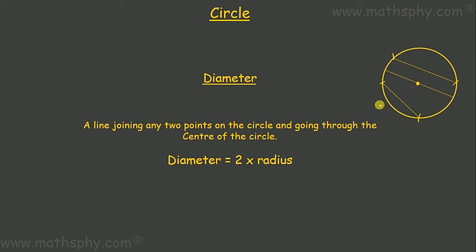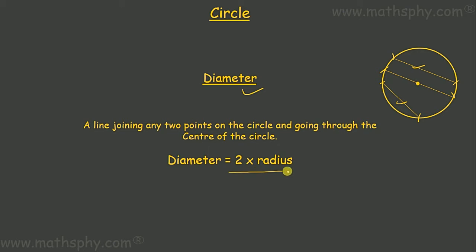But suppose we have this chord which goes through the center of the circle. This chord we call the diameter. So any line which joins any 2 points of the circle and goes through the center is called the diameter. We can call diameter the longest chord in a circle. This chord and this chord are also joining 2 points on the circle, but they are not going through the center. So that is why they are not called the diameter. Diameter is this line joining 2 points and going through the center of the circle.